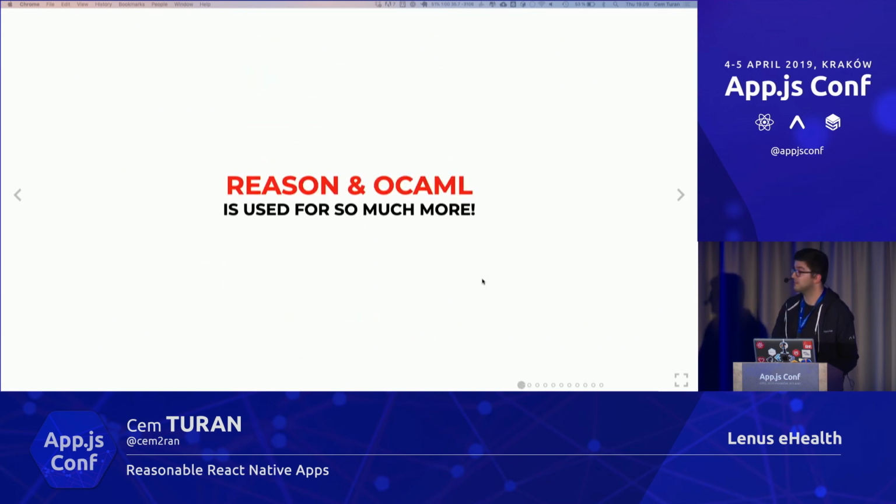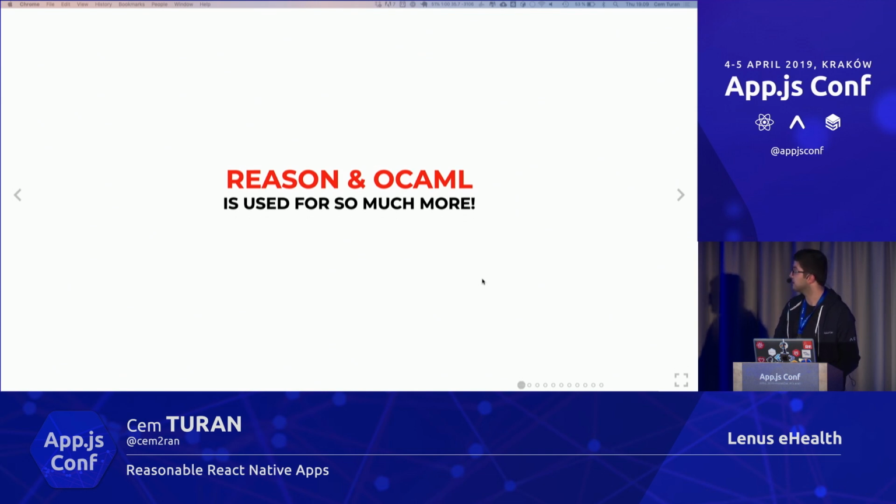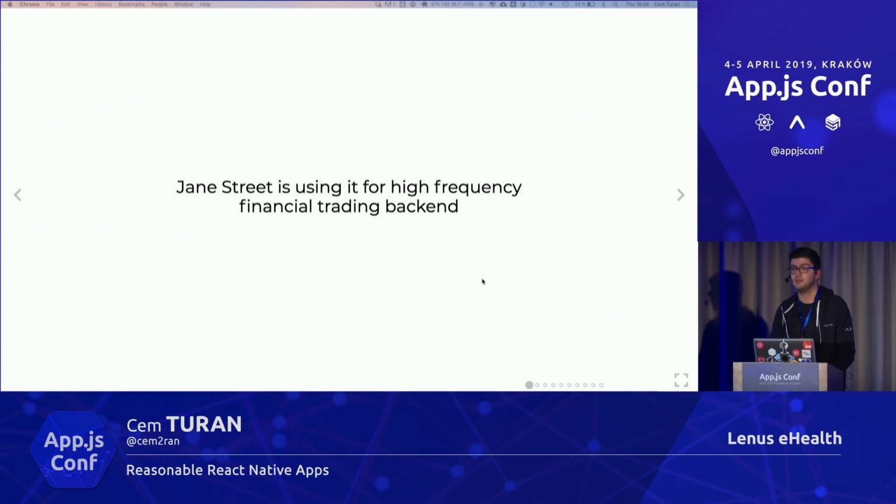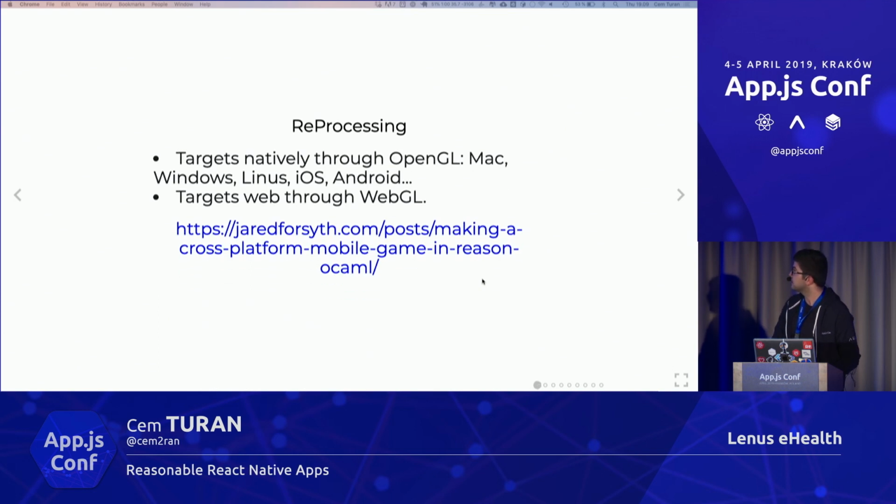ReasonML and OCaml is used for so much more than just React and React Native. One of the main uses has historically been for backends. So it's been used in high-frequency financial trading. And another cool project Jane Street has is actually compiling OCaml code to FPGAs, so they can create high-performant routers, which I think is super interesting.